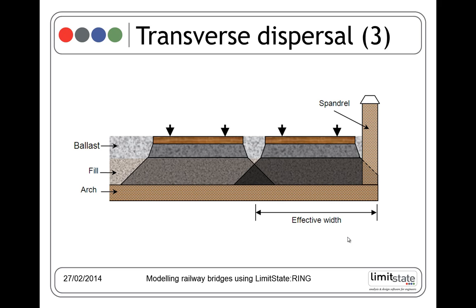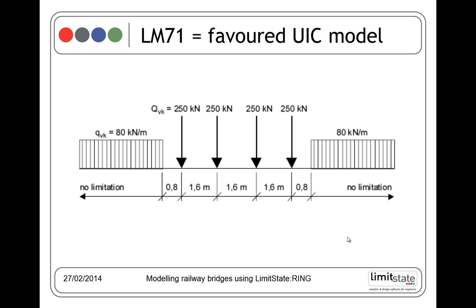In terms of loading models, there are various built-in models. The most common internationally is probably what was Load Model 71 from UIC. I think it's been incorporated into the Eurocode now, but it's basically four 250 kilonewton axles with optional uniformly distributed load to each side. Normally for masonry arch bridges, having a uniformly distributed load is beneficial. So by default in the software, we don't include those elements. We simply include the four 250 kilonewton axles.